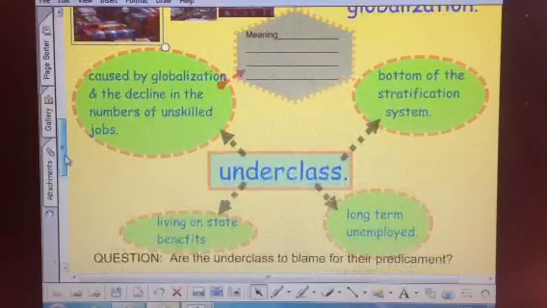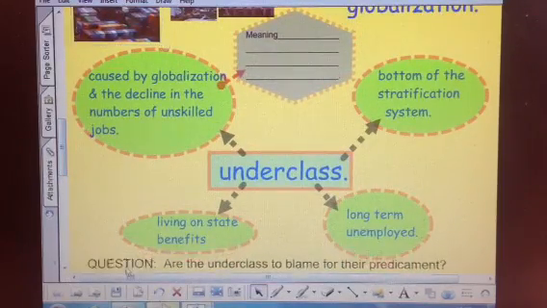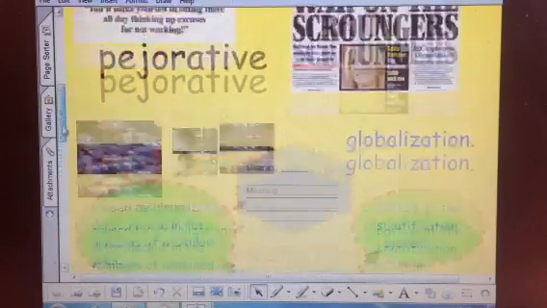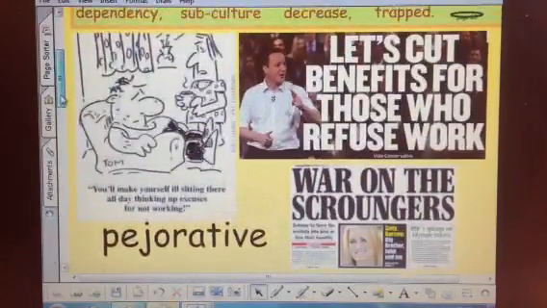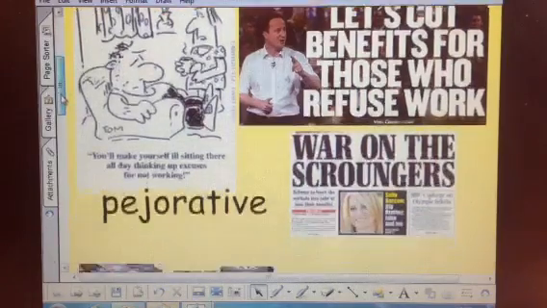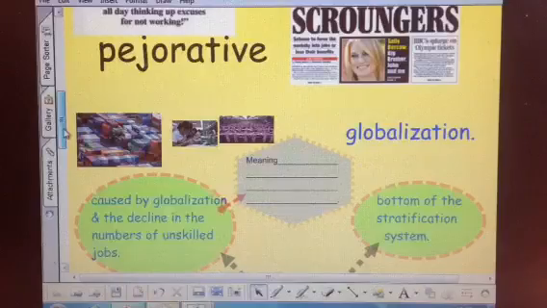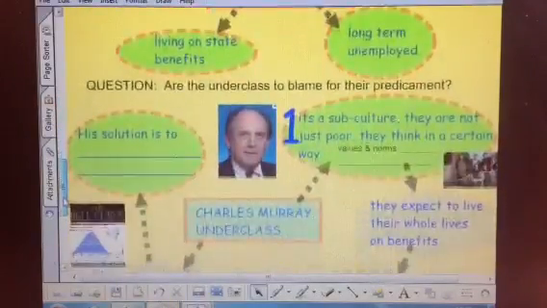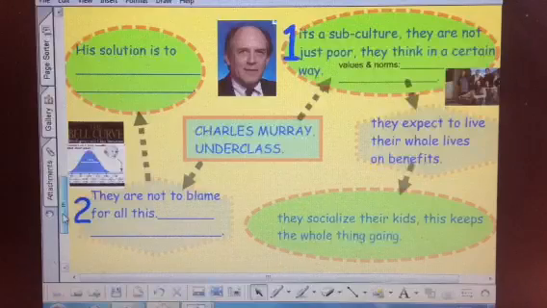So the question is, is the underclass to blame for their predicament, the state they're in? It's fairly obvious that lots of people in our culture believe that the underclass, it's their fault. They are scroungers. They don't want to work. And clearly, there may well be some people for whom that is an accurate description. However, it's not the only way to look at it.